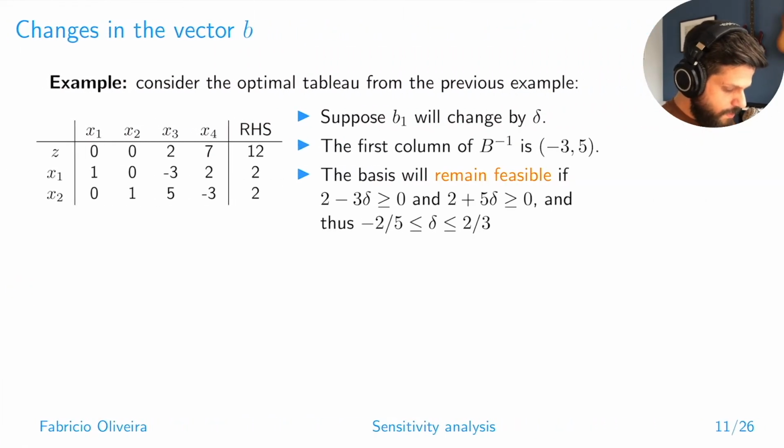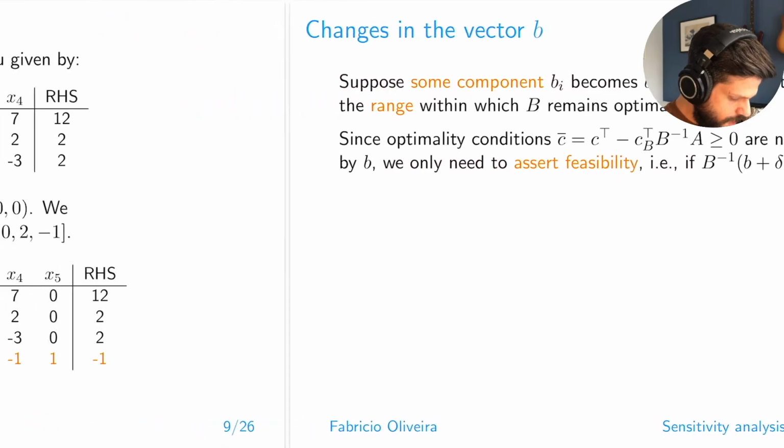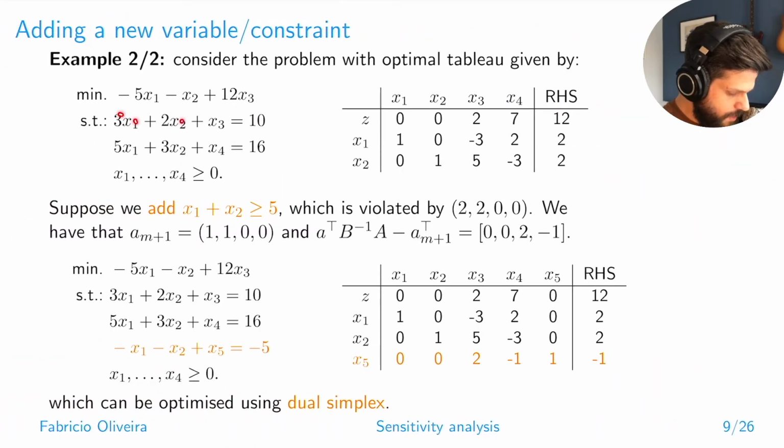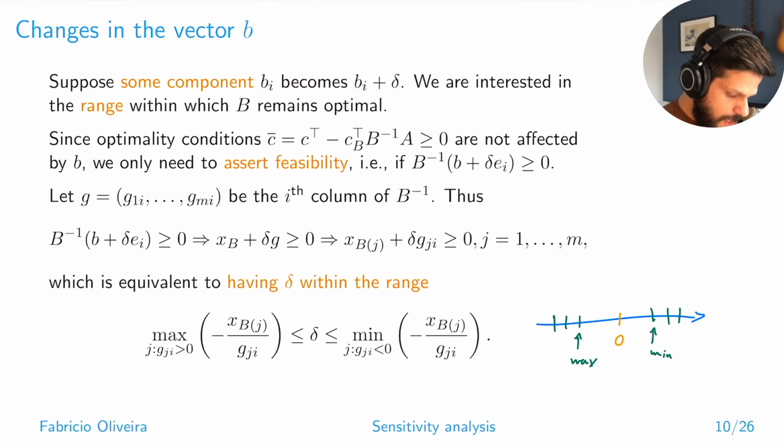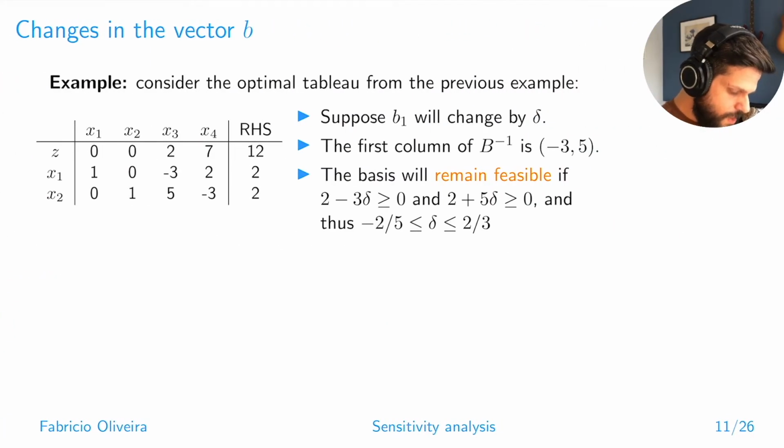Here it is. So basically what we're doing is we're looking at our problem again, and then we're going to change b1 by delta. And remember, b1 is associated with this constraint 3x1 plus 2x2 plus x3 greater than or equal to 10. So this 10 is what I'm looking into varying. So I know that this is my B minus 1 matrix, for which the first column is that. And remember, I'm looking at the first column.